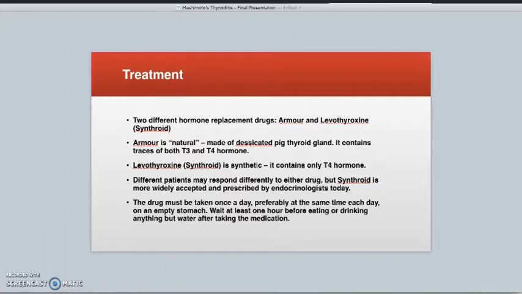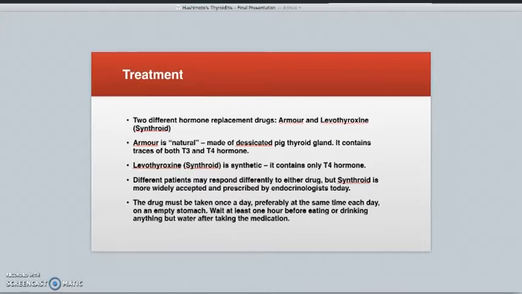Levothyroxine is a synthetic drug created in a lab, and it only has T4 hormone. Some patients do not respond well to having additional T3 introduced in their bodies, so Armour does not work for them at all. Synthroid is usually what most doctors will prescribe starting out. The drug has to be taken once a day, preferably at the same time each day, on an empty stomach, and then the patient will need to wait at least an hour before eating or drinking anything but water after taking the medication to make sure that the hormone has ample time to absorb into the bloodstream.